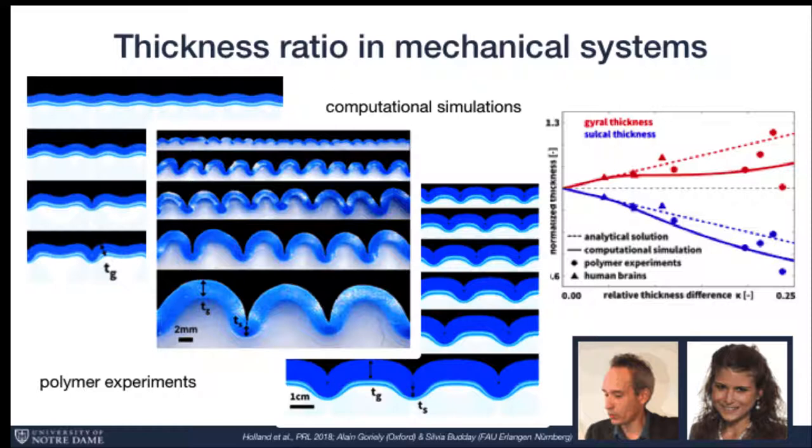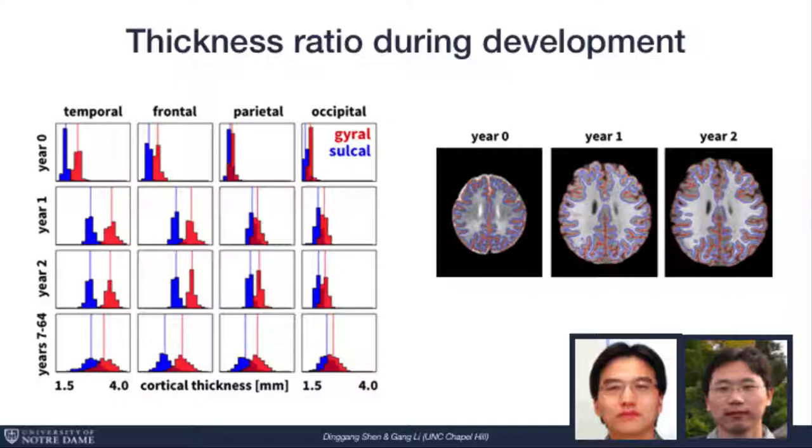With a collaborator at Oxford, Alain Goriely, we also fit the human brains, the polymer experiments, an analytical solution, and the computational results to a single figure, so you can see that the trends are very similar to each other. This work was just published in Physical Review Letters.